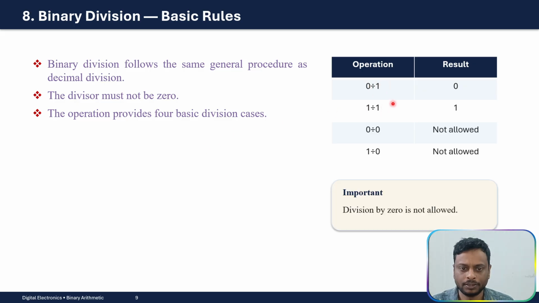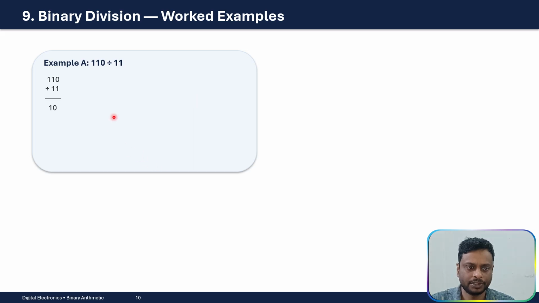Okay. So division by 0 is not allowed. You can see division by 0 is not allowed. So 1 divided by 0 cannot be allowed. So the divisor must not be 0 in the binary division. For any division, the divisor must not be 0. Okay. So next is the example you can see.